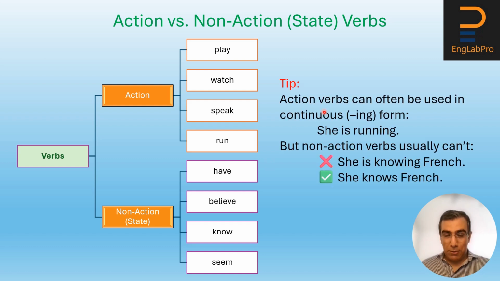So what is the use? Action verbs can often be used in continuous form. It means we have both options, continuous or simple. For example, you can say she is running. But for non-action verbs, you cannot use present continuous. I mean, these verbs are not used in present continuous form. For example, we don't say she is knowing French. We always say she knows French. You know, knowing does not happen over a period of time. There's no happening over there.